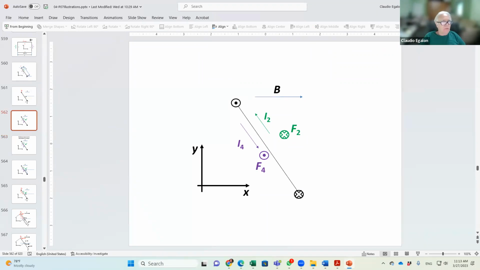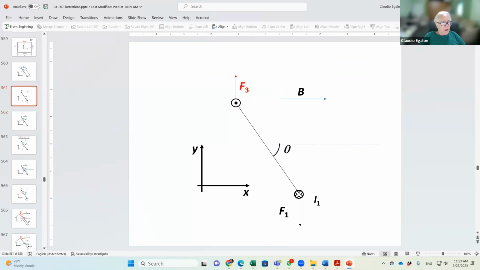This situation is different right in here, right? The situation here is different. In this case, you're going to have a component that's going to be parallel.